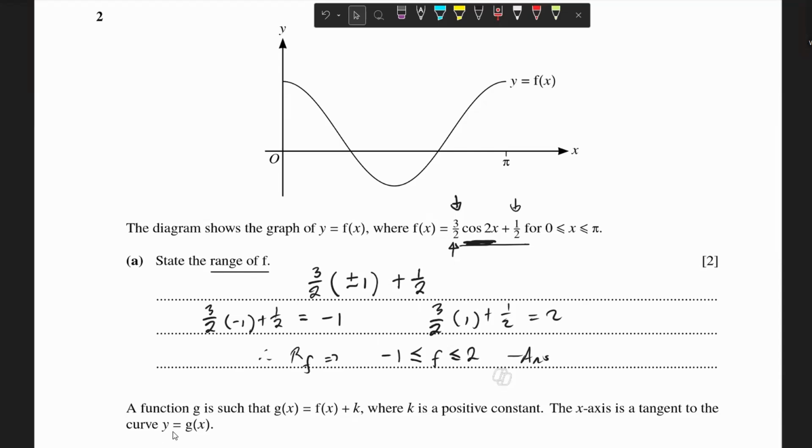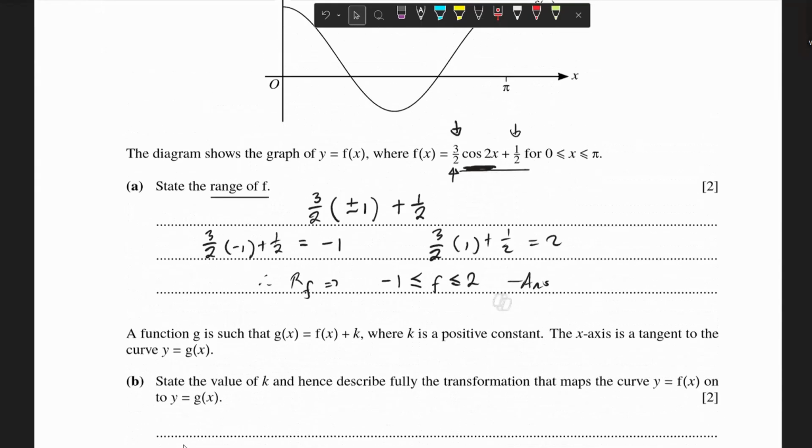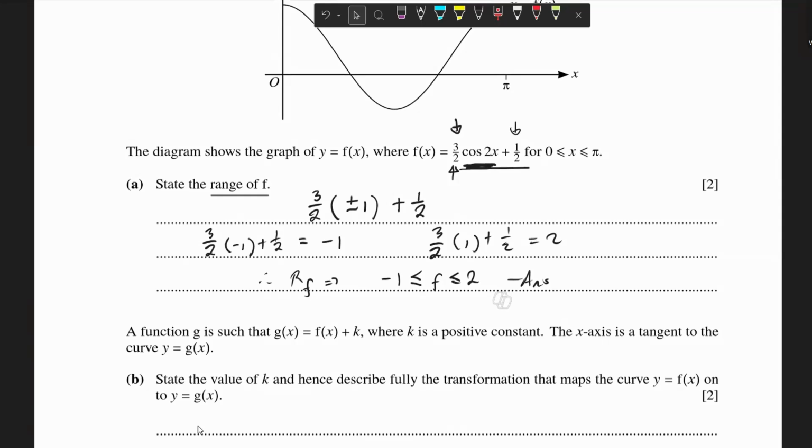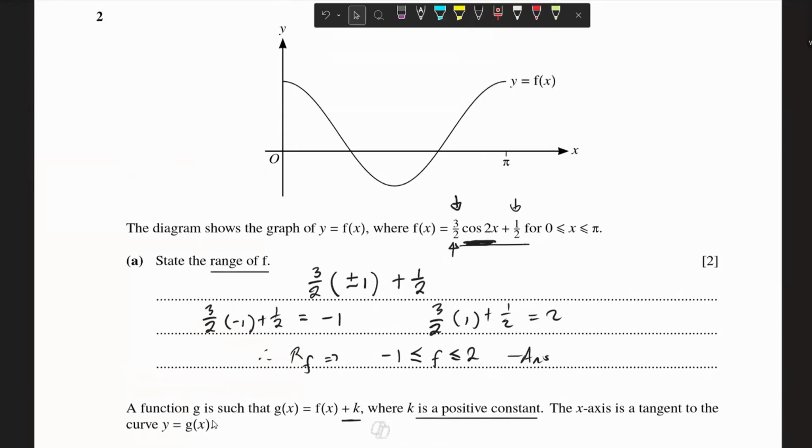Next we go on to the next part, which says a function g is such that g of x is equal to f of x plus k, where k is a positive constant. The x-axis is a tangent to the curve y is equal to g of x. On B, they say state the value of k and hence describe fully the transformation that maps the curve y is equal to f of x onto g of x. So it's clearly a translation of vector k, and k is a positive constant, which means the graph goes vertically upwards until the x-axis is a tangent.